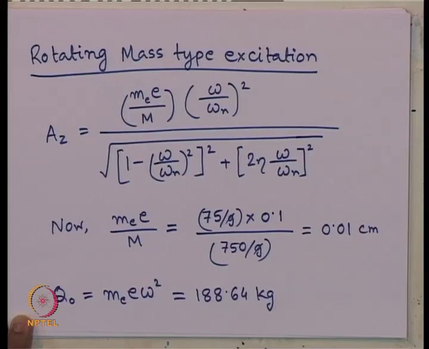What does it mean? If the exciting load amplitude remains same for whether it is constant force type or rotating mass type, the displacement amplitude at operating frequency remains same. Okay? So, displacement amplitude at operating frequency for 2 different types of excitation, constant force type or rotating mass type, remains same, provided the amount of amplitude of external load remains same in both the cases.